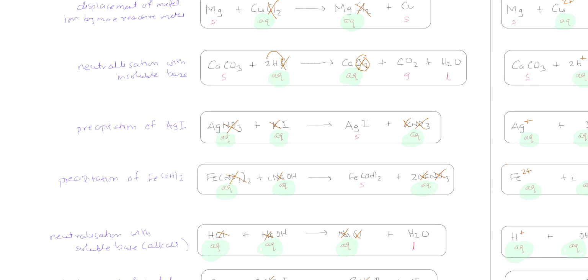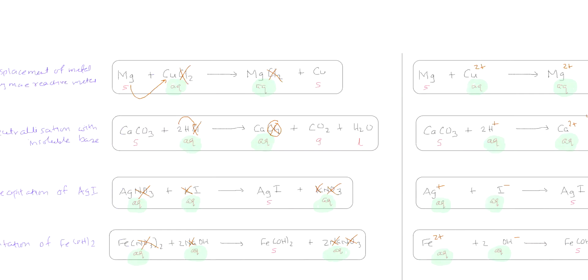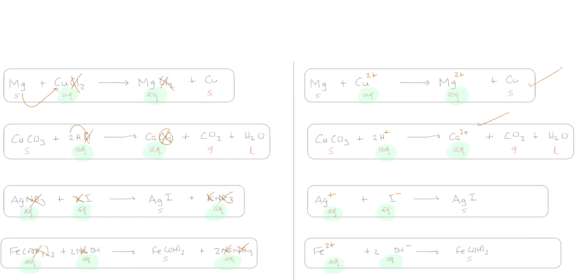This first type of reaction is displacement of metal ion by more reactive metal. So here magnesium is displacing copper. That's a displacement reaction. So in a displacement reaction, the one who's being displaced and the one who's displacing it will appear in the equation. So magnesium is displacing copper ions. The chloride ion here has no role to play, so we removed that.